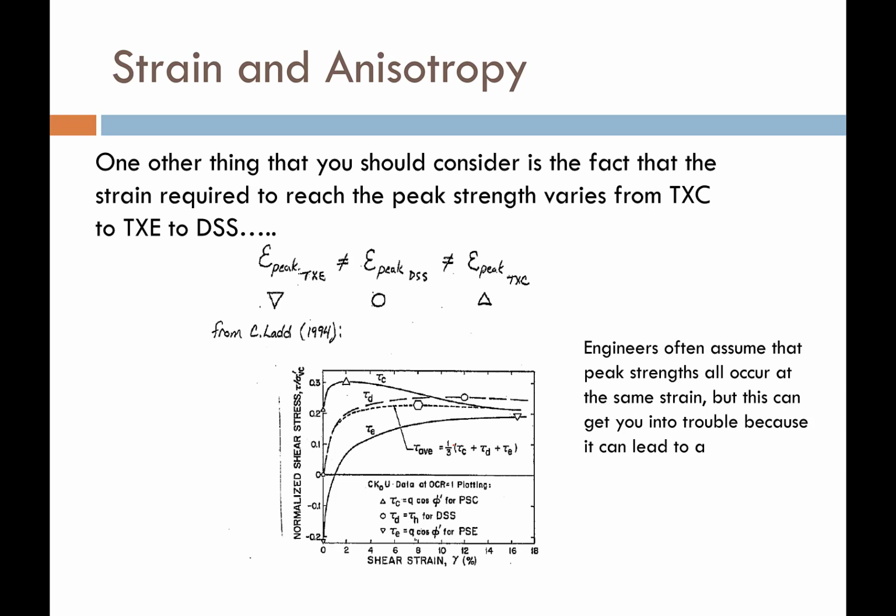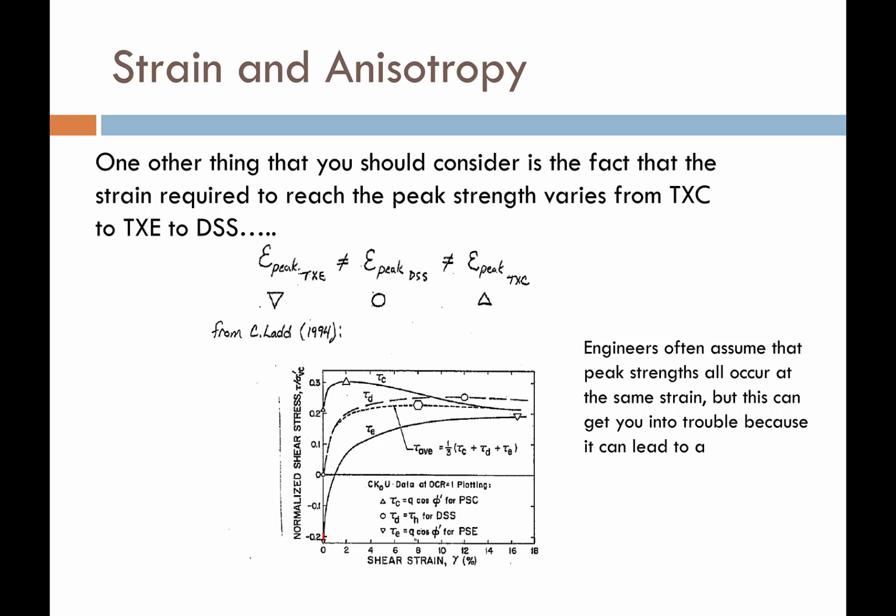Another thing that we have to consider when we deal with soil anisotropy is the amount of strain required to develop the various peak shear resistances. So this figure here was shown from Chuck Ladd. Let's assume we have a soil and we load it up in compression, and it will peak under a very small strain, maybe just 2%. And then it starts to drop and lose shear resistance immediately.